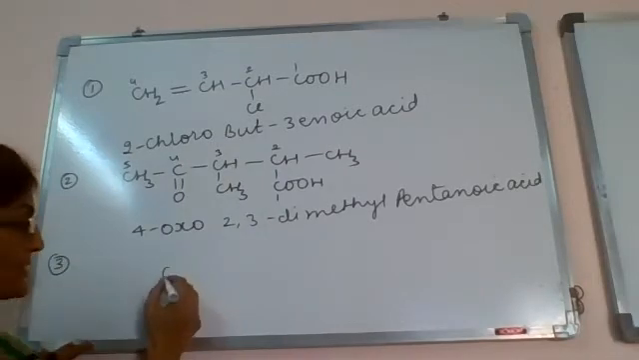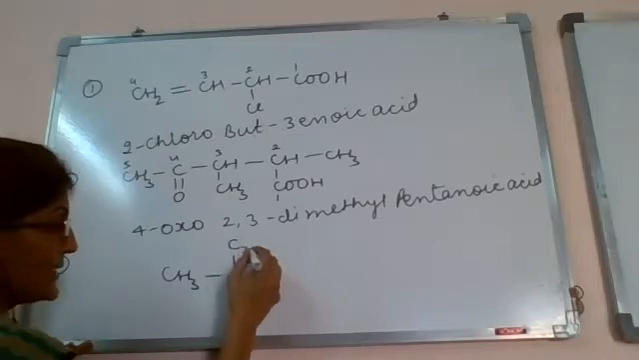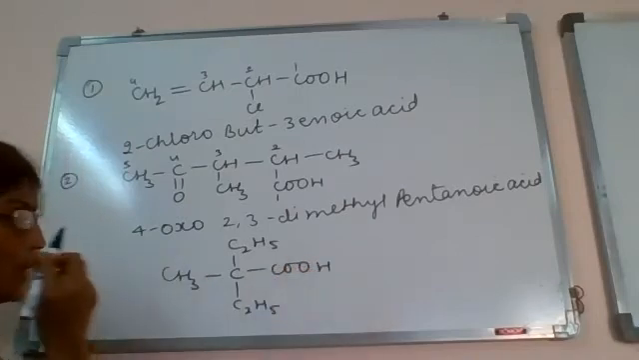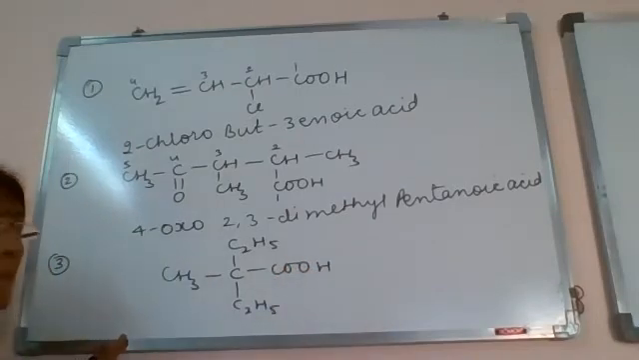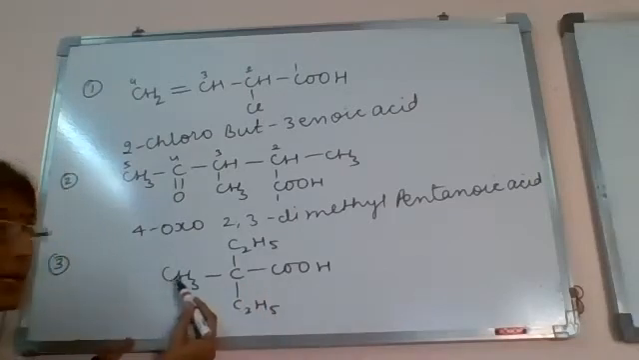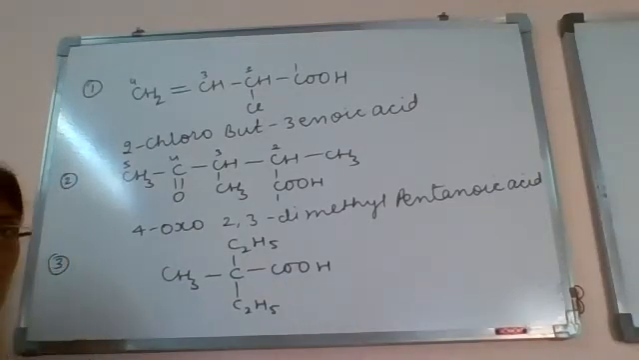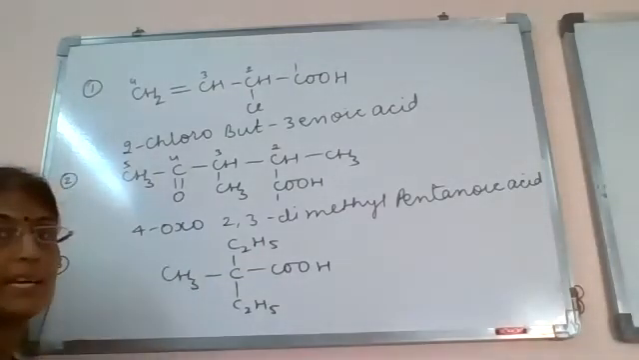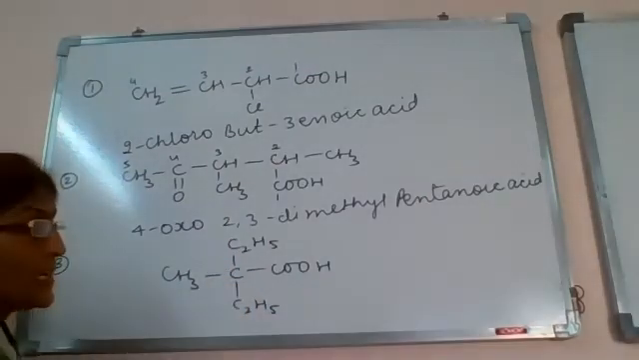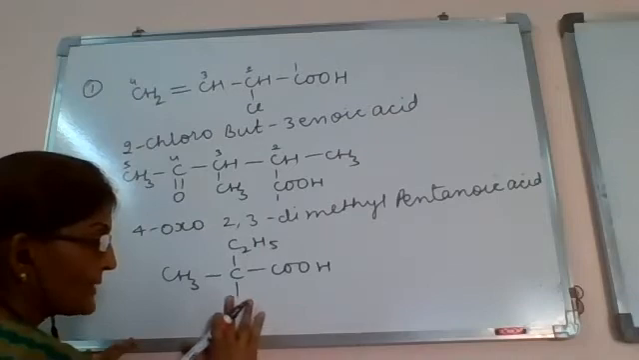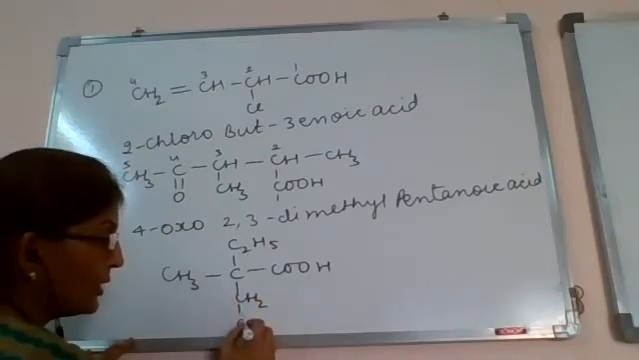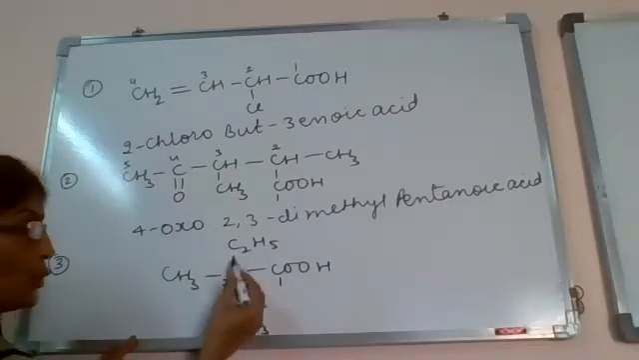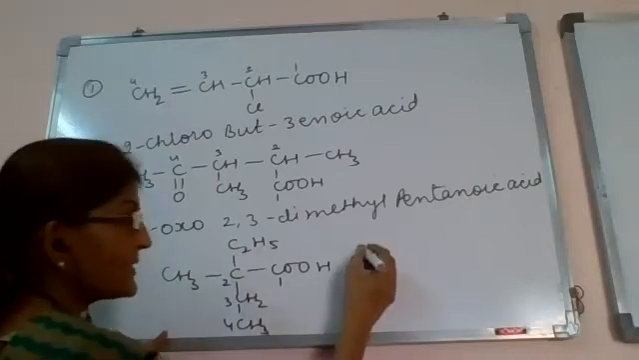For example, suppose we have CH3, C, C2H5, here C2H5, here COOH. What is its IUPAC name? Don't make the chain 1, 2 and 3. Wherever you see ethyl, just open it up, because the ethyl group C2H5 consists of 2 carbon atoms. Always open it up and see. Either C2H5, if you open up, it will become CH3, CH2. See the long chain now. 1, 2, 3 and 4. So its name will be 2-ethyl, 2-methyl butanoic acid.